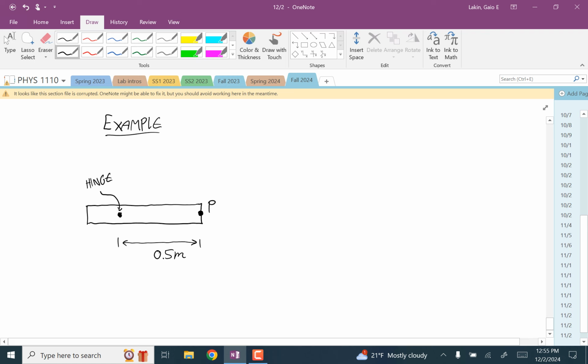So let's say that the angular velocity of this body is positive 10 radians per second. The angular acceleration of this body is negative 20 radians per second squared. Calculate the velocity and the acceleration vector at this point P.